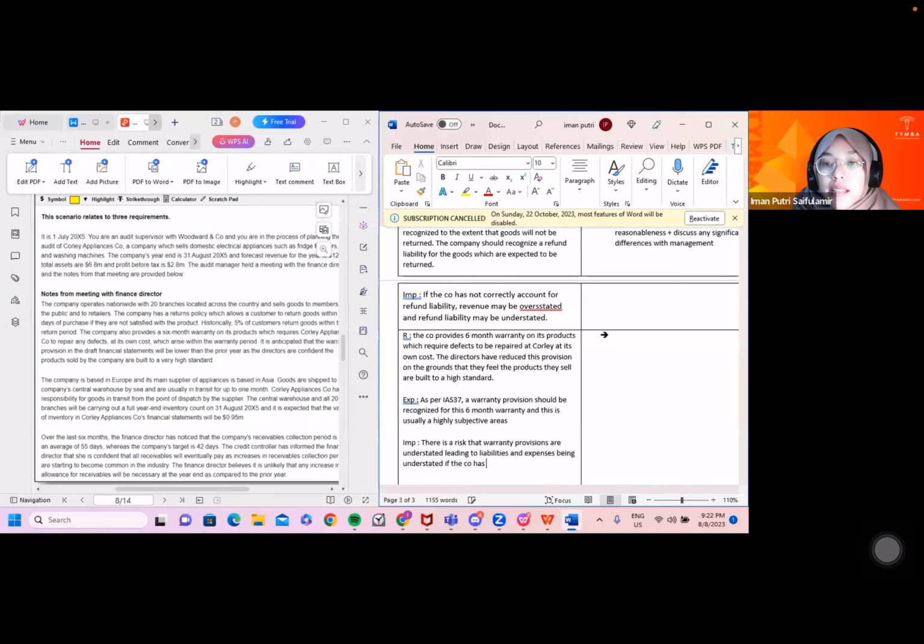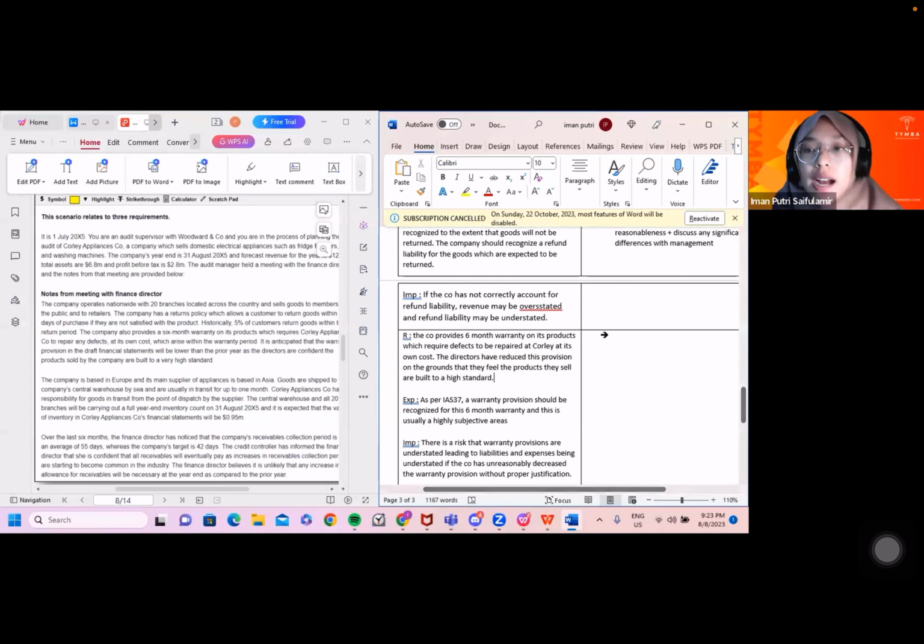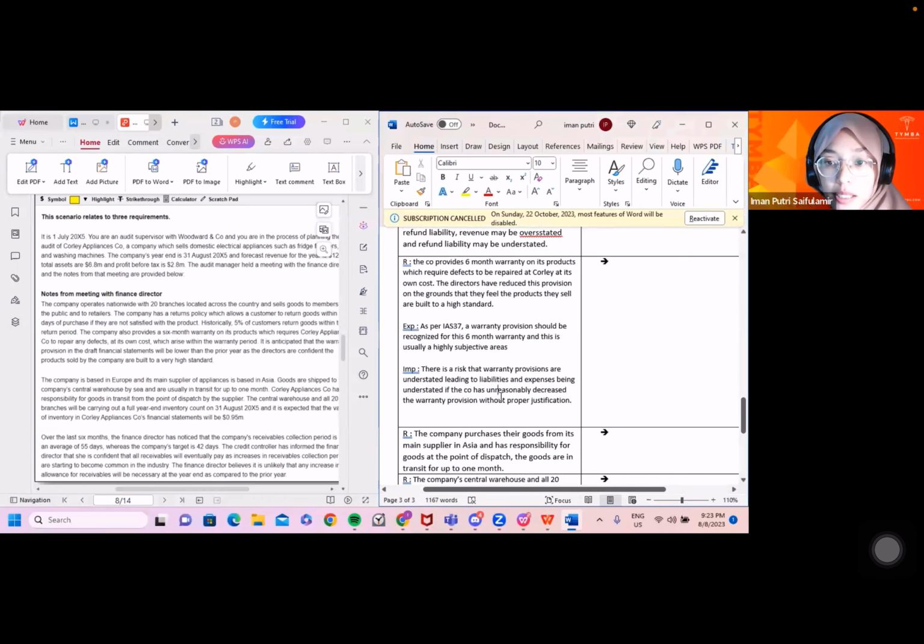If the company has unreasonably decreased the warranty provision without proper justification, we have to scrutinize their excuse here. They have reduced this provision on the grounds that they feel the products they sell are built to a high standard. I think that is not a very proper justification. Correct, Najwa. Understate provision, overstate profit. That's also something I mentioned just now, right? Basically, profit can be overstated.